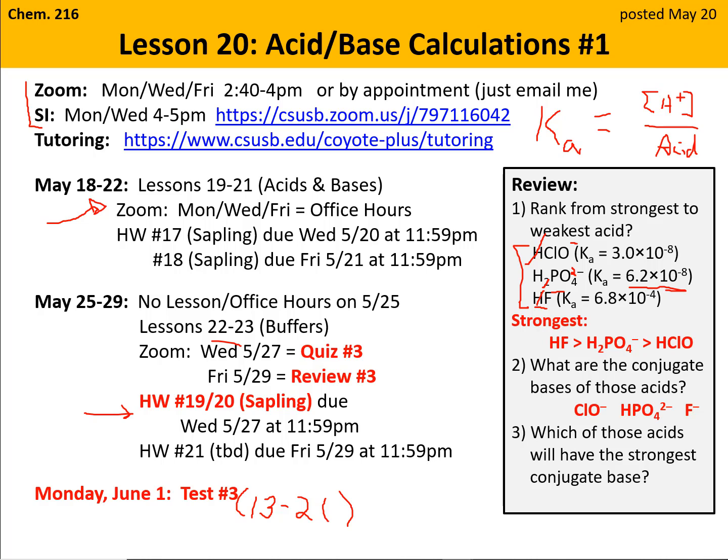And now the third question asks, which of these acids will have the strongest conjugate base? Well, strong acids produce weak bases, right? So if HClO is the weakest of all the acids, it's going to form the strongest conjugate base. HF is going to form the weakest conjugate base. F minus will be the weakest base. All right, so that's a review of last time.